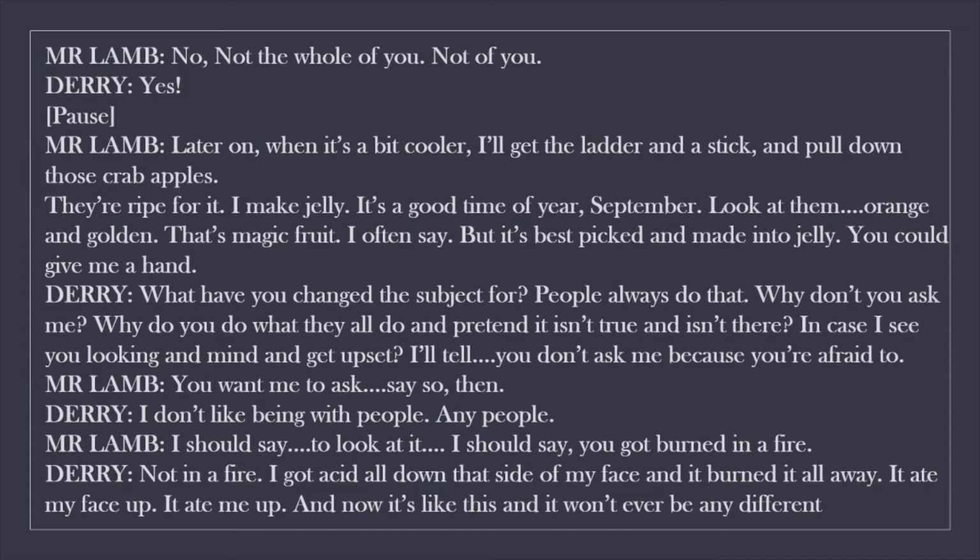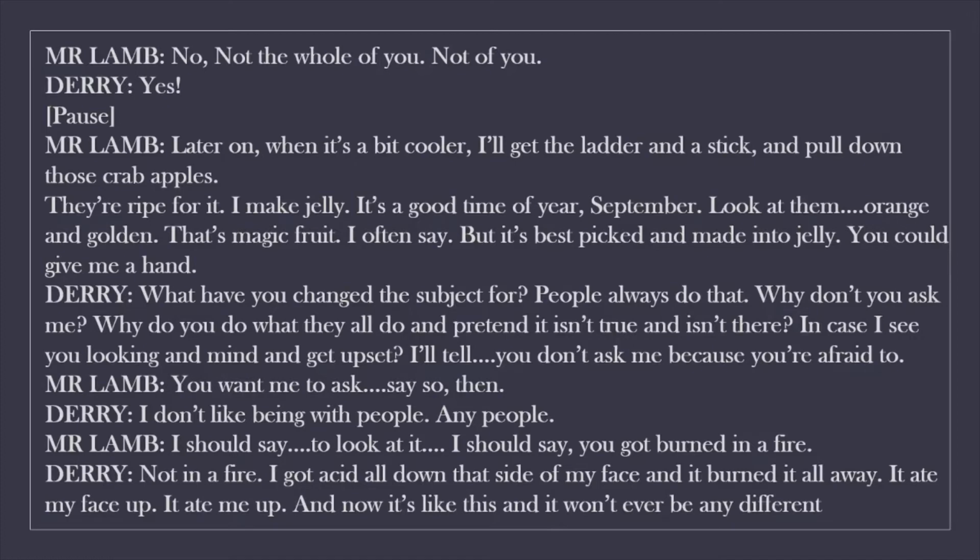Then Mr. Lamb told him that he would bring a ladder and a stick, and he would like to pick fine and ripe crab apples as they made a good jelly. He also told him that in the month of September, they get ripe and become a magic fruit having orange and golden color. He also asked him to join him in doing so.